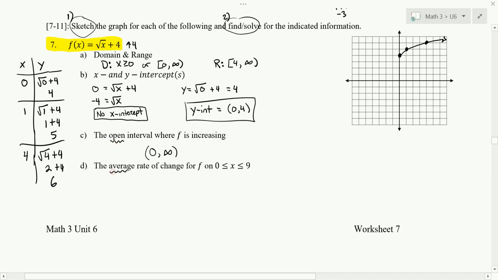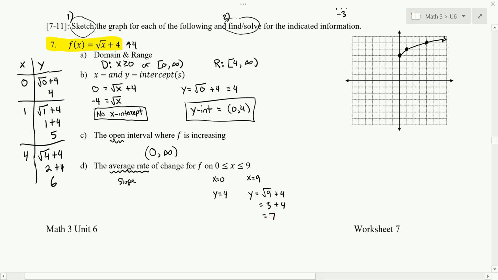Next, the average rate of change. The average rate of change is a slope. And so we're looking for the slope when x is, we're going to start from 0, so we're going to have x be 0 and then x be 9. And so we need to find y values for those. We know that when x is 0, we get y as 4. We haven't taken a look at what happens when we plug in a 9. When we plug in 9, we get the square root of 9 plus 4, which is 3 plus 4, or 7.